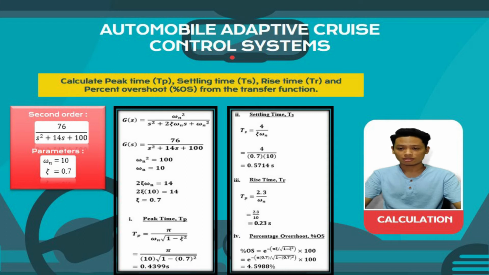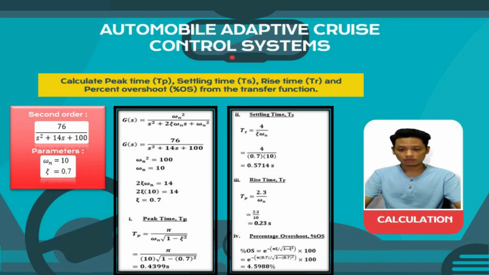Now I will explain about the theoretical calculation. Our second order transfer function is 76 over s squared plus 14s plus 100. To calculate peak time, settling time, rise time, and percentage overshoot, we need to find natural frequency and damping ratio first. First, we find natural frequency, where omega n squared equals 100. Then we get 10. Next, to find damping ratio, the formula is 2 zeta omega n equal to 14. So the answer is 0.7.